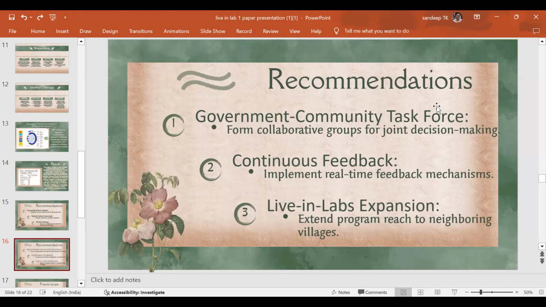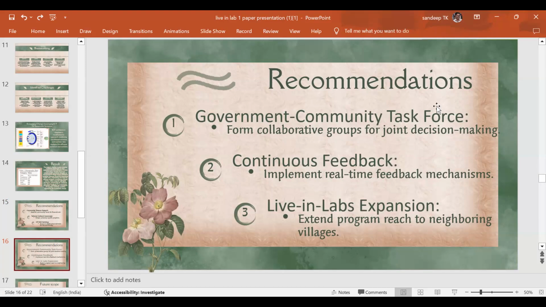That's a wonderful point that we identified, because there are a lot of NGOs actively participating in the campaigns and the continuous feedback. It is not like just implementing one thing at a time and not doing anything after. So implementing real-time feedback mechanisms is really important. And living labs expansion: because we selected only one village, we need to expand to multiple villages so that we can concentrate on more issues and problem-solving methodologies.